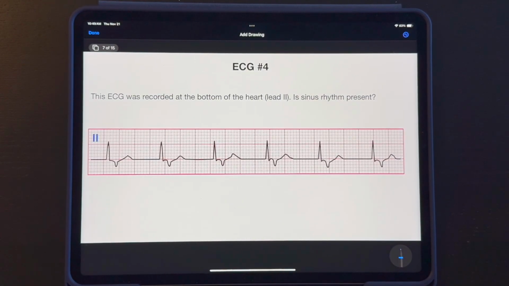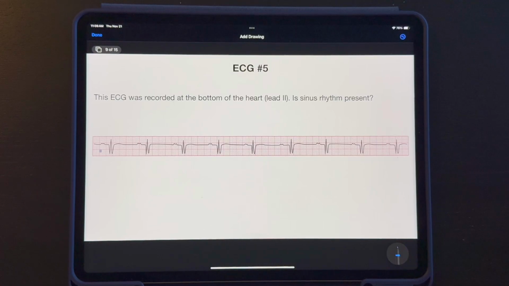ECG number 4 was recorded at the bottom of the heart, lead 2. Is sinus rhythm present? This is not sinus rhythm. In this ECG, the P waves are inverted or negative and follow the QRS complexes. The P waves originate from the bottom of the atria instead of the SA node at the top. It shows that P waves can sometimes follow the QRS complexes. This is an abnormal ECG.